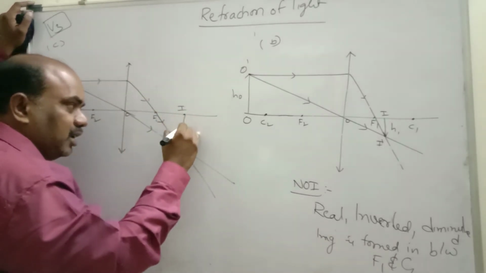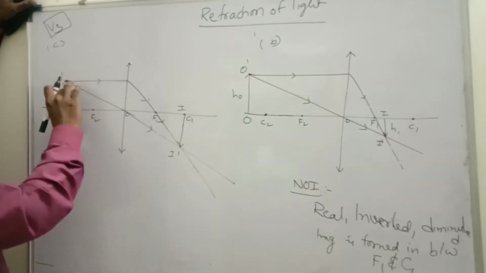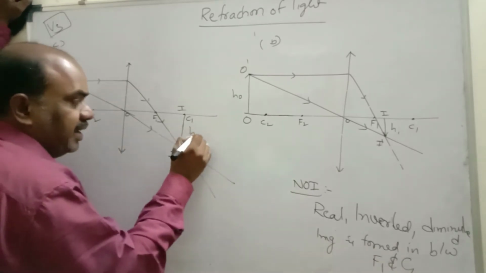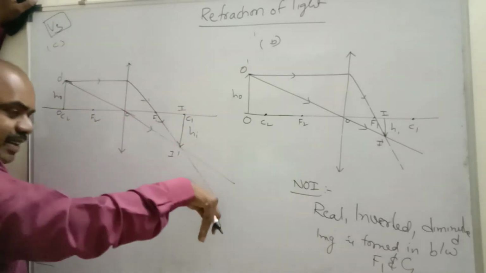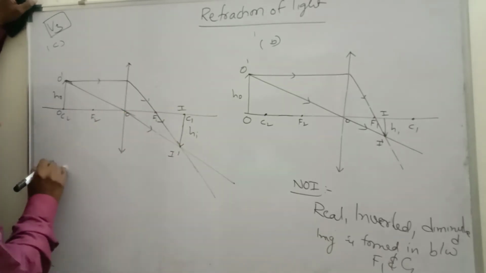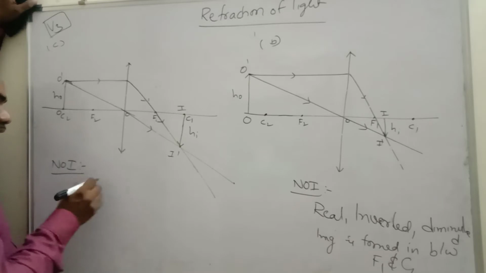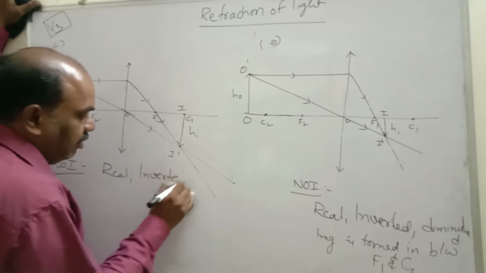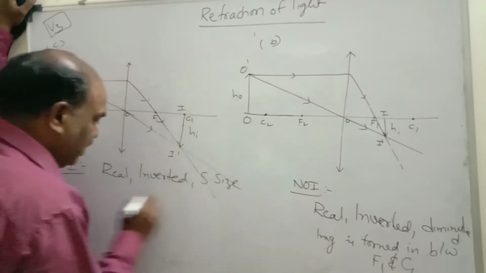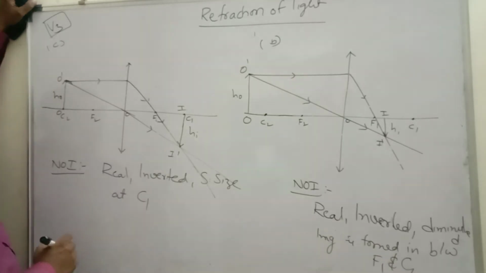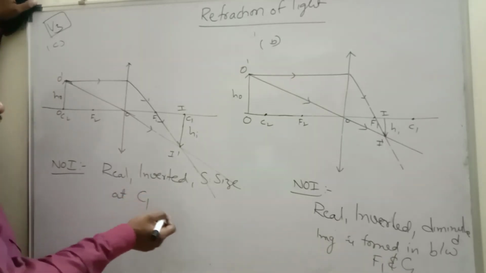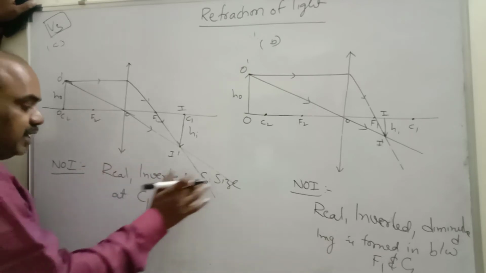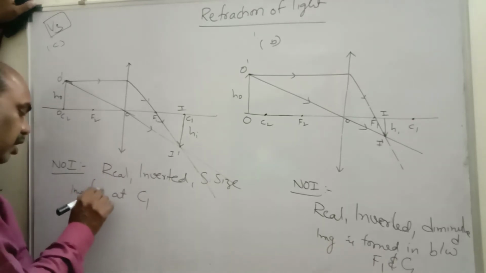Like that you have to correct it. If you got it wrong, correct it. If you place the object at C2, you will get an image at C1. And the height of the object is equal to the height of the image. If head is upwards here, head is downwards there, so it is inverted. As I said, an inverted image is always real. We can catch it on the screen. So the nature of the image is real, inverted, same size at C1. Very important: a real, inverted, same size image is formed at C1.